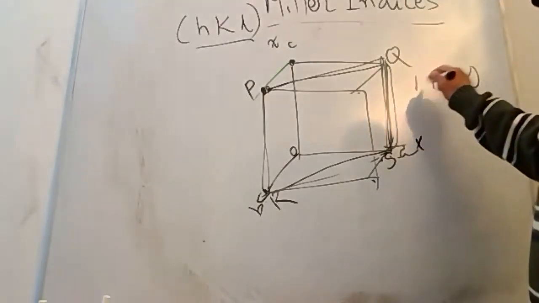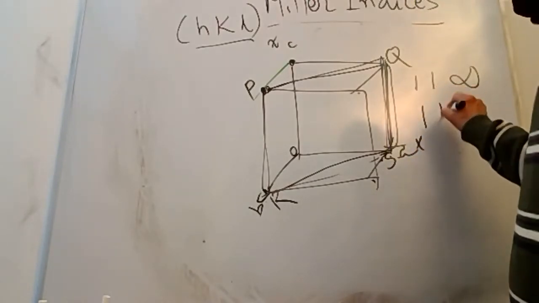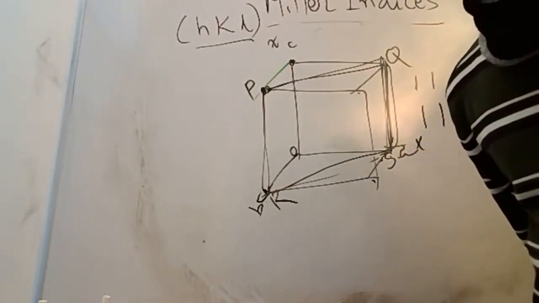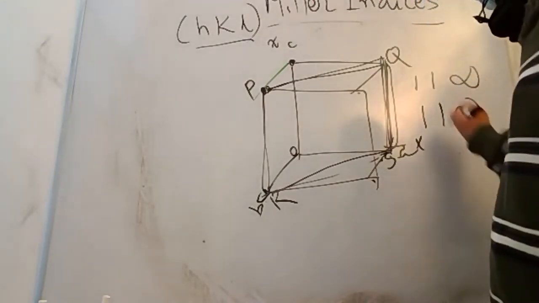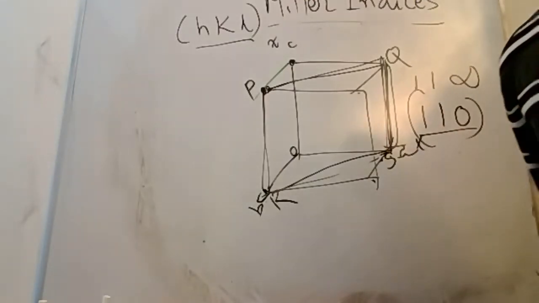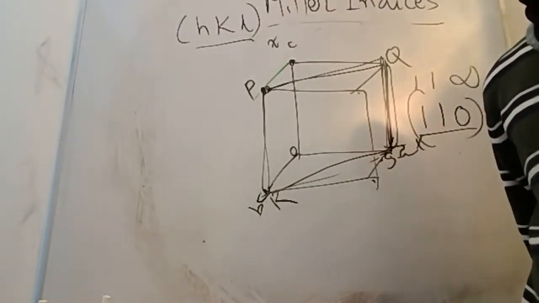Now, these are the intercepts. Now we take the inverse. Inverse of 1 is 1. Inverse of 1 is 1. What is inverse of infinity? 0. So we say this plane has to be indexed as the 1, 1, 0 plane.